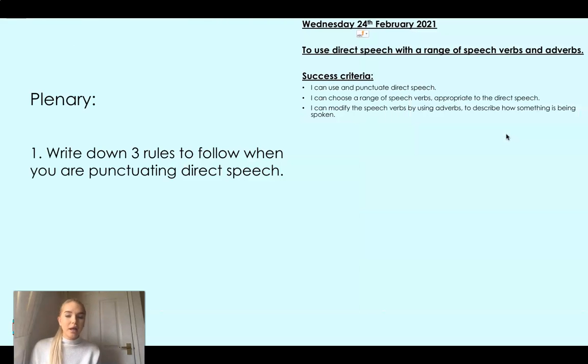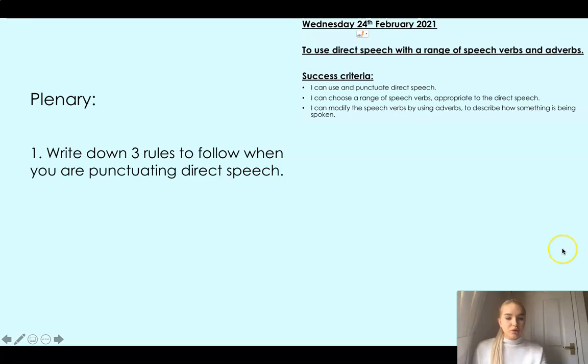Final plenary then, I would like you to write down 3 rules to follow when you're punctuating direct speech. So pause the video, 3 rules, off you go. Okay, so you might have said lots of different rules. You might have said that you must always hug the spoken words in inverted commas. You might have also said that you need to make sure that you use a reported clause to say how it's being spoken and who by. You might have also said that you need to make sure that you correctly punctuate it by having a capital letter at the start and making sure you have a form of punctuation before you close the inverted commas.